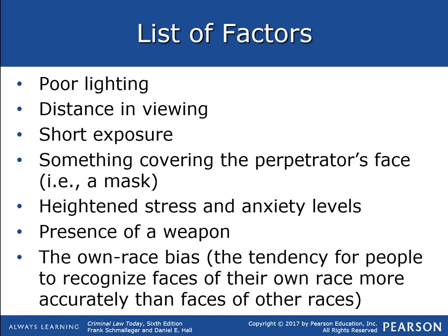So poor lighting, distance, short exposure, meaning like you only saw them for a second, a mask over the person's face. So these are some factors that we run into in policing quite often. Heightened stress or anxiety, presence of a weapon. So if somebody were to point a weapon at someone, they tend to focus in on the weapon. It's called tunnel vision, and they kind of don't look at all the other stuff. And then someone's own race bias, meaning the tendency for people to recognize faces of their own race more accurately than faces of other races.